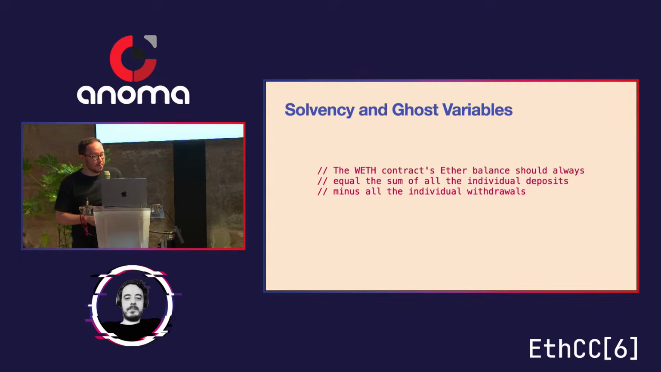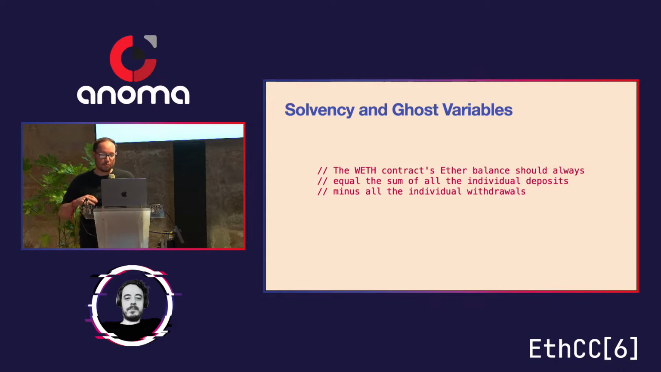OK, let's move on to another invariant. So the second invariant here is solvency. And in order to test this invariant, we're going to introduce a new pattern called ghost variables. With this invariant, it's important that the WETH contract's native balance is always high enough to cover all possible withdrawals from the contract. Otherwise, it would be insolvent. Not everyone could withdraw their ETH.